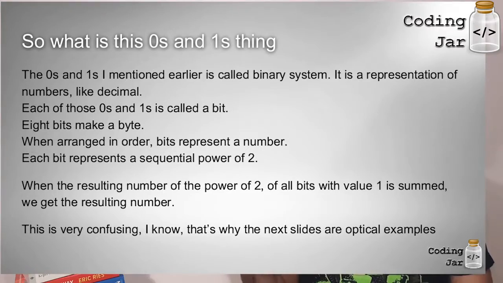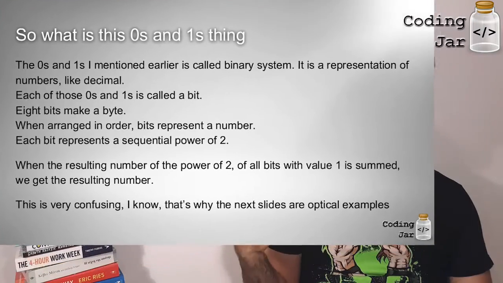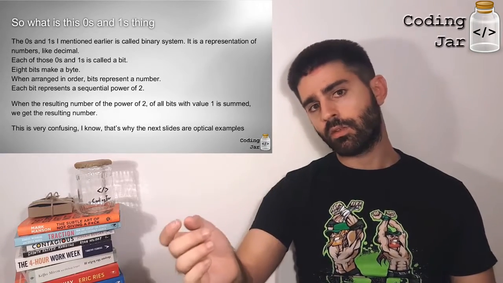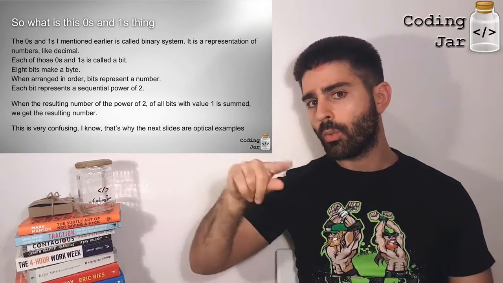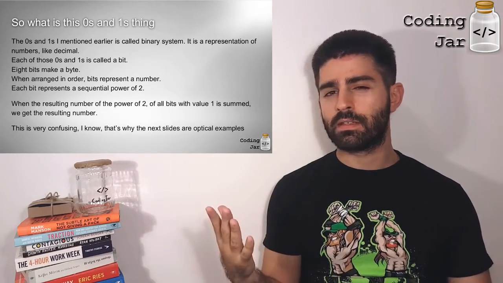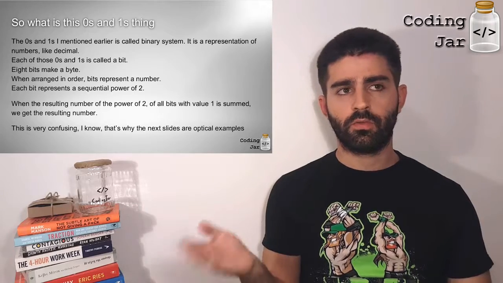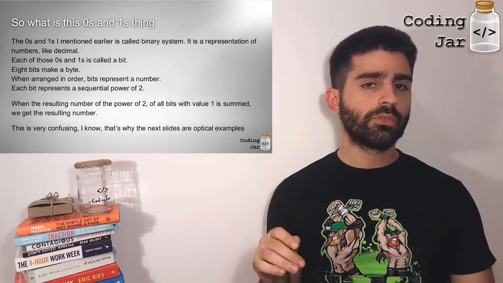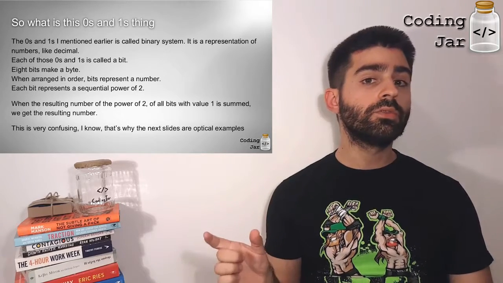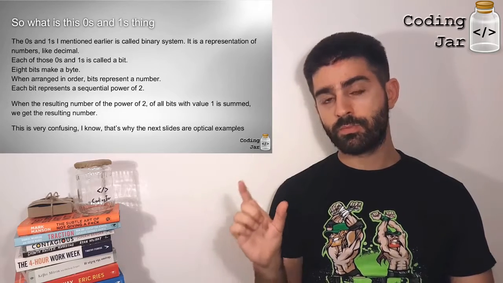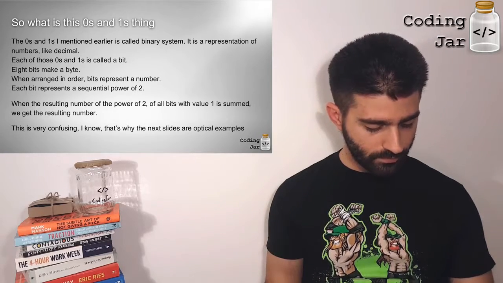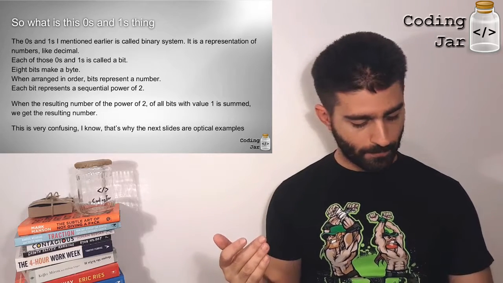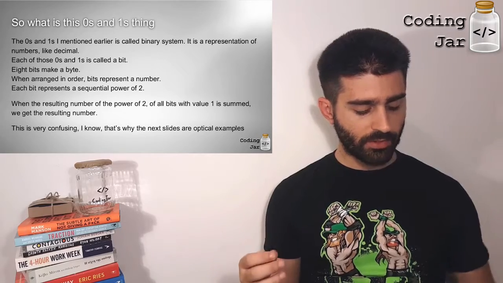The zeros and ones I mentioned earlier are called the binary system. It is a representation of numbers like decimals: 1, 2, 3, 4, 5, 6, 7, 8, 9, then we go to 10, 11, 12, 13. It's like the decimal system, but it doesn't go up to 9, it goes from 0 to 1 and then onwards. Each one of those 1s and 0s is called a bit, and 8 of those bits is called a byte. When arranged in order, bits represent a number, usually. Each bit represents a sequential power of 2.